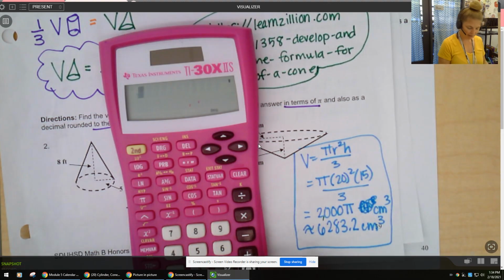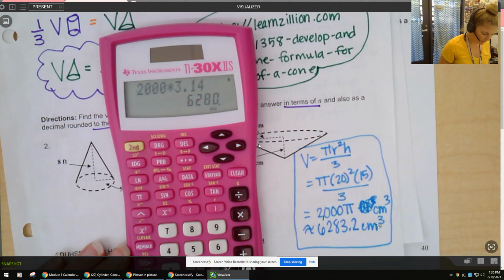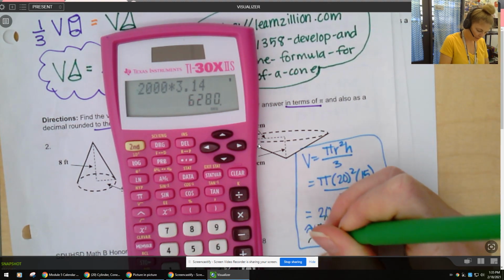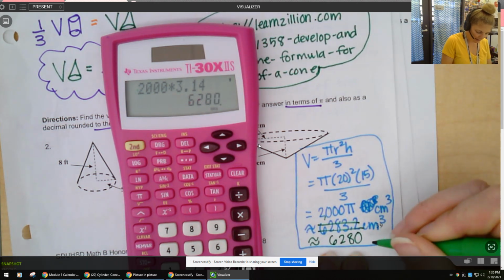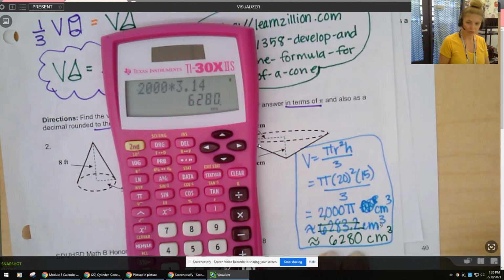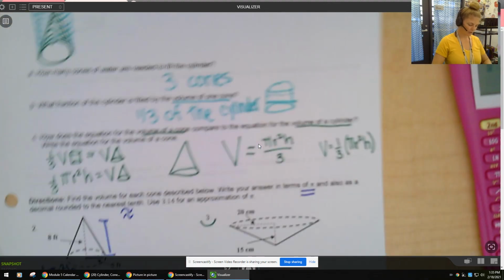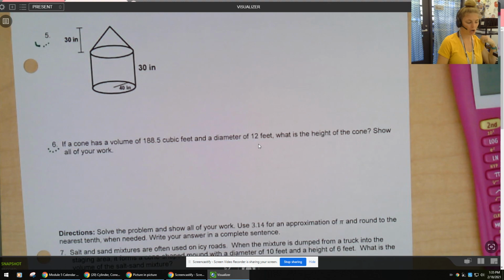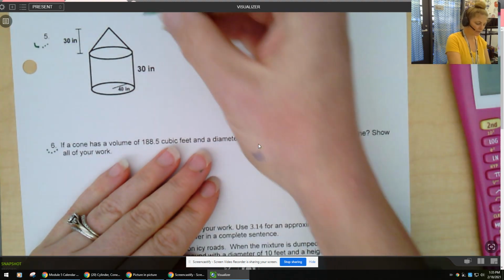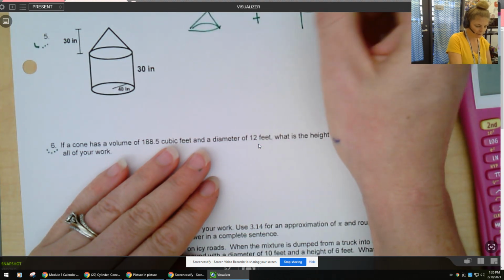I just want to check because I used the pi button when I did this earlier, so it's going to be a little bit off. So this is approximately 6,280 centimeters cubed when we use our approximation. Awesome, great work there. Let's keep going. So our next shape is called a compound shape. It's a compound shape because it's made of a cone and a cylinder. So the best part about this is you can think about this as the cone plus the cylinder.